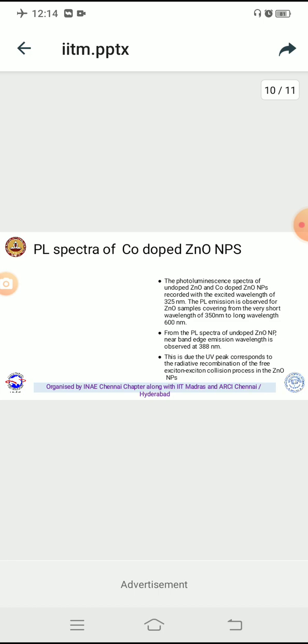PL spectra. The photoluminescence spectra of the undoped zinc oxide and cobalt-doped nanoparticles were recorded with the excitation wavelength of 325 nanometer. The PL emission is observed for zinc oxide samples covering from the short wavelength of 350 nanometer to the long wavelength of 600 nanometer. From the PL spectra of undoped zinc oxide nanoparticles, the near band edge emission wavelength is observed at 380 nanometer. This UV peak corresponds to the radiative recombination of the free exciton collision process in the zinc oxide nanoparticles.